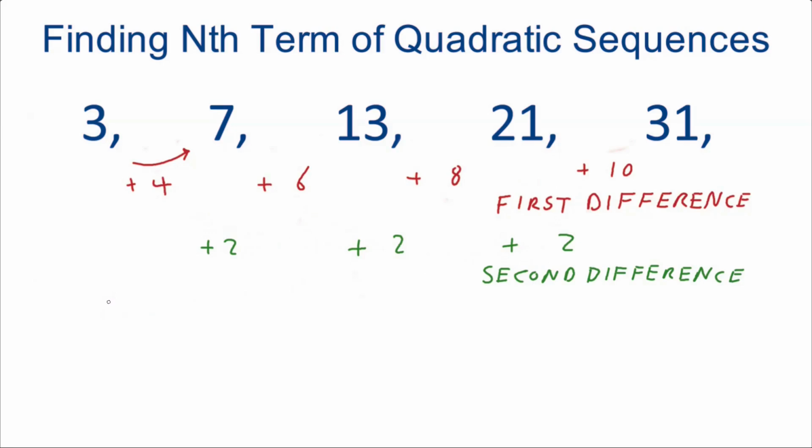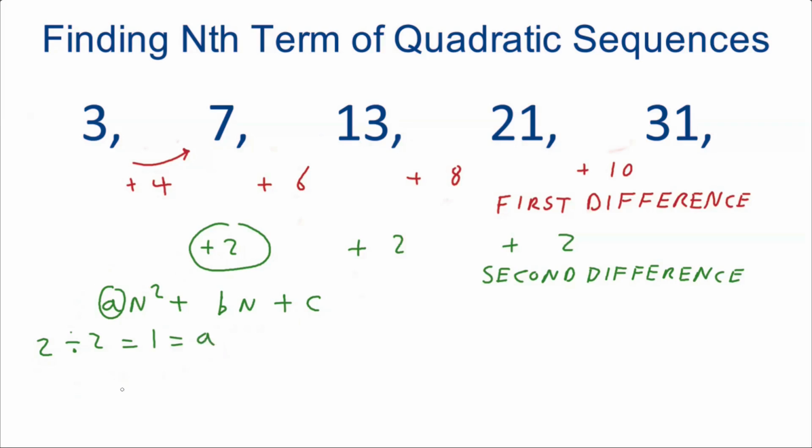And it's going to follow the form an squared plus bn plus c. Because we've got this plus 2, we've effectively found what the first coefficient, a, is. We have to halve this number. We have 2, so 2 divided by 2 is 1, and that equals a. So we know that our first term is just n squared, 1n squared. So we've got the quadratic part.